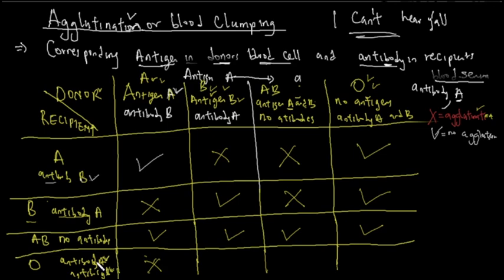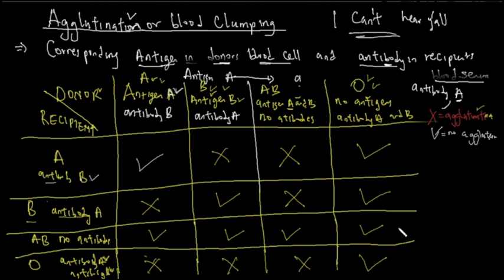Now antibody A and antibody B are present in O, which means if it sees B, will it attack? Yes, it has antibody B, so it will attack B, so agglutination. What about AB? It has both A and B, so it will attack AB, agglutination. What about here? Here has no antigens. So will it see anything to attack? No. So it will not occur here. So if you are blood group O, you can only accept blood from blood group O. Does that make sense? But if you are blood group AB, anybody can give you blood.